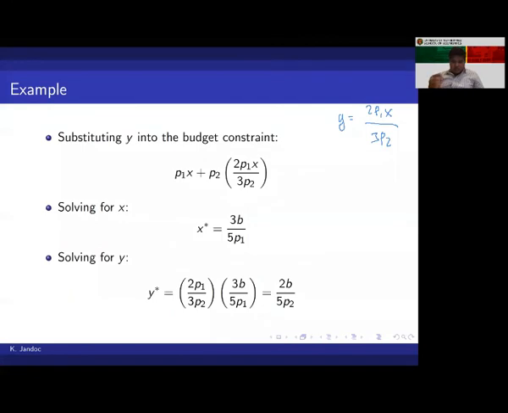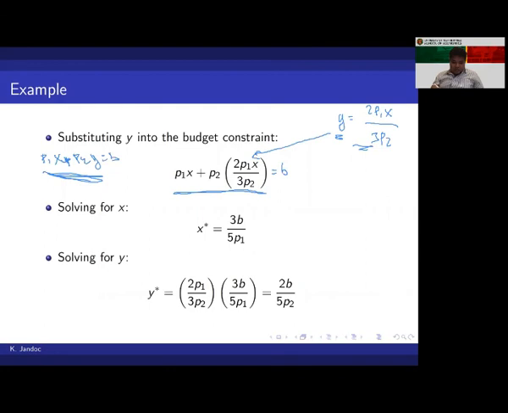Okay, so I've put our expression for y, which we derived in the last slide, on this upper right corner. Now what you do is substitute this y into the budget constraint. What's a budget constraint? It's just P1x plus P2y is equal to B. So let's substitute this into the budget constraint. We have P1x plus P2 times y equals B. And your y here is this one.